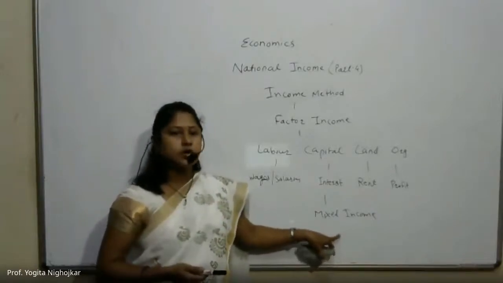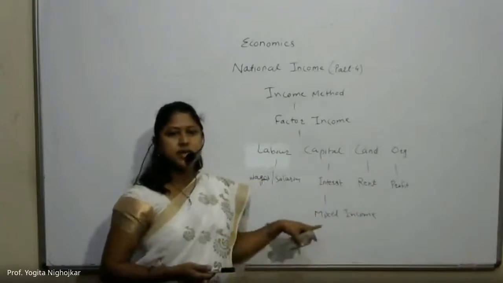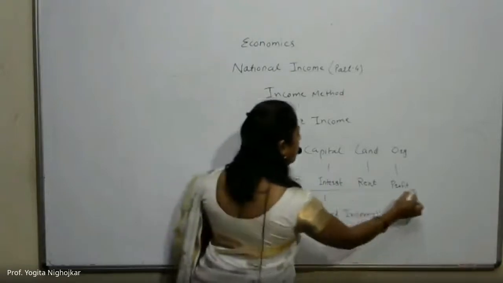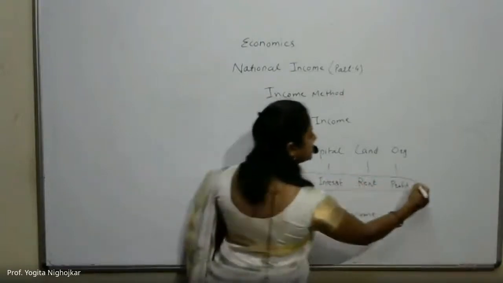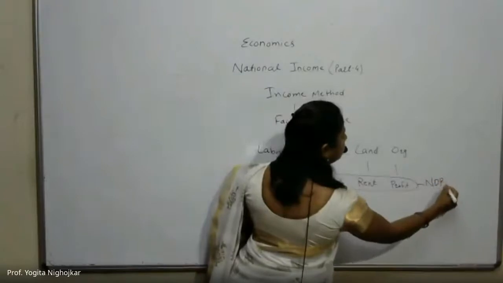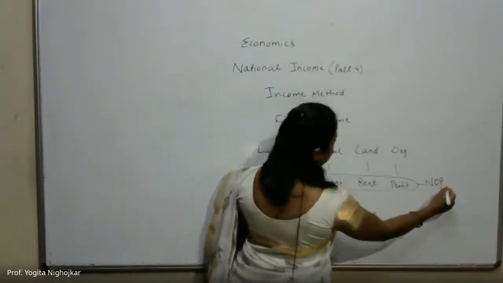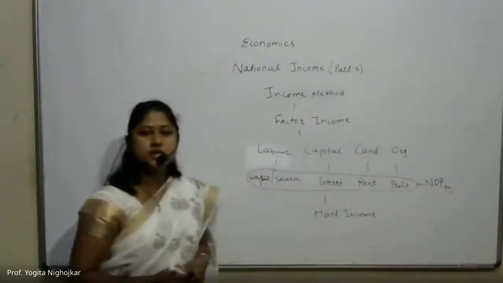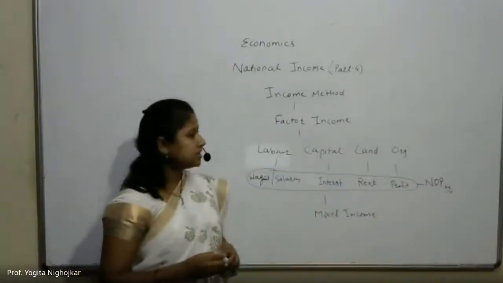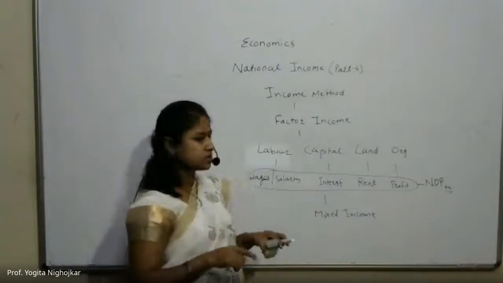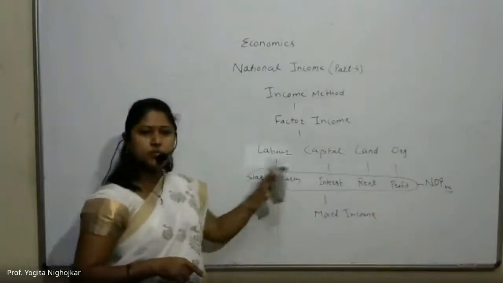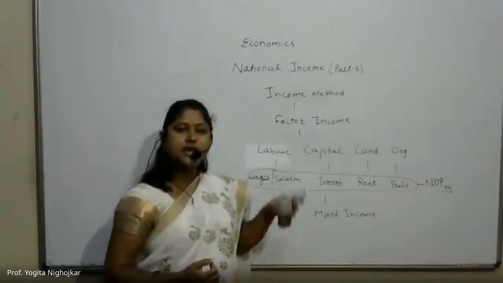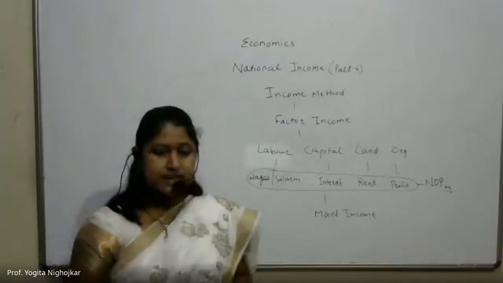The sum total of all these factor incomes is called NDP at factor cost. NDP, that is net domestic product, FC, that is factor cost. What is factor cost? Factor cost means the total cost of all factors of production consumed or used in producing goods and services. Right? That is the income method.